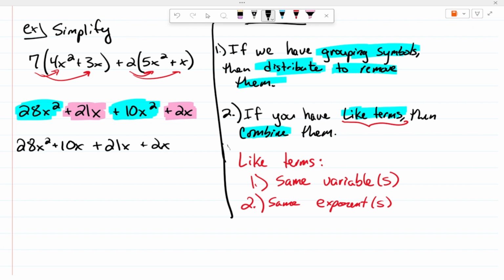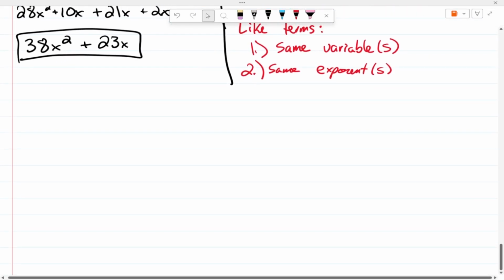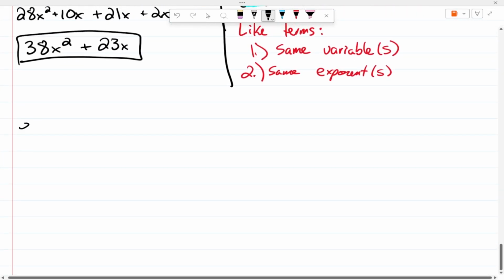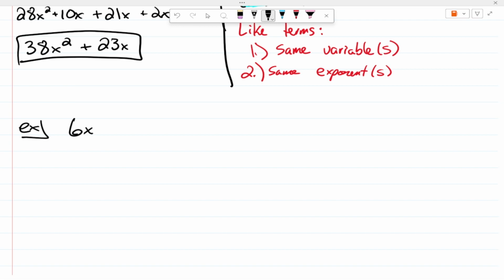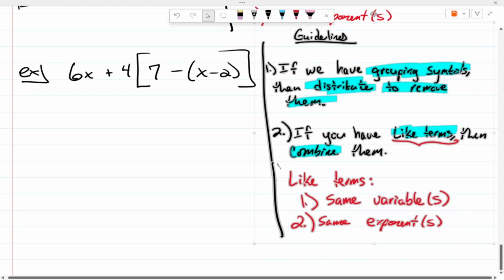And finally, going left to right, group accordingly. 28 plus 10, that's going to be 38x to the second plus 21 plus 2, 23x. Now, the next example, we do got to be somewhat careful. And that's because of this. Let me go ahead and get our guidelines in here real fast. All right, that looks good to me.